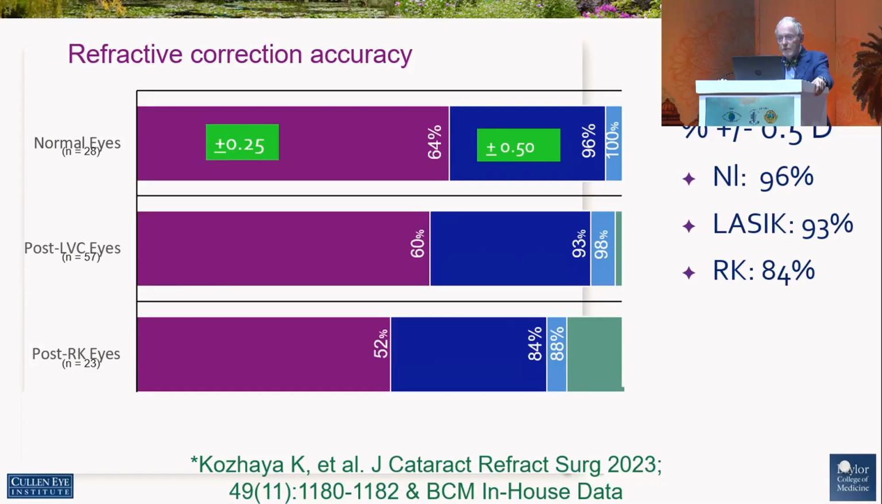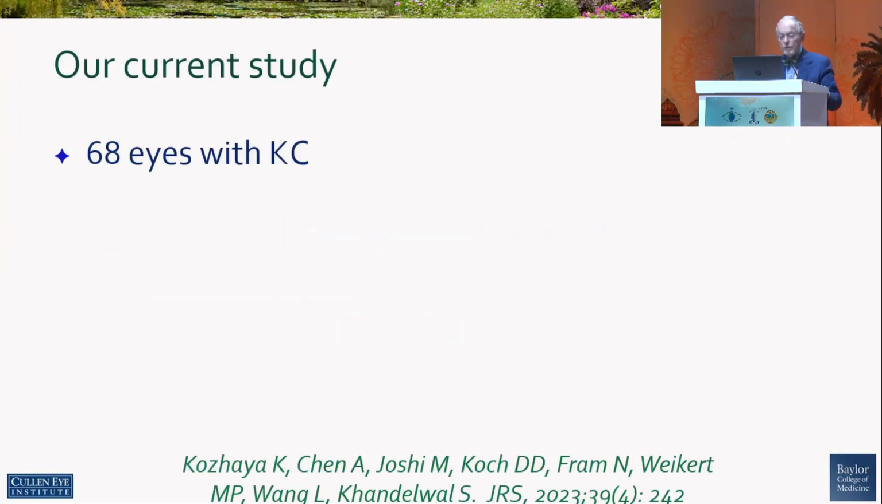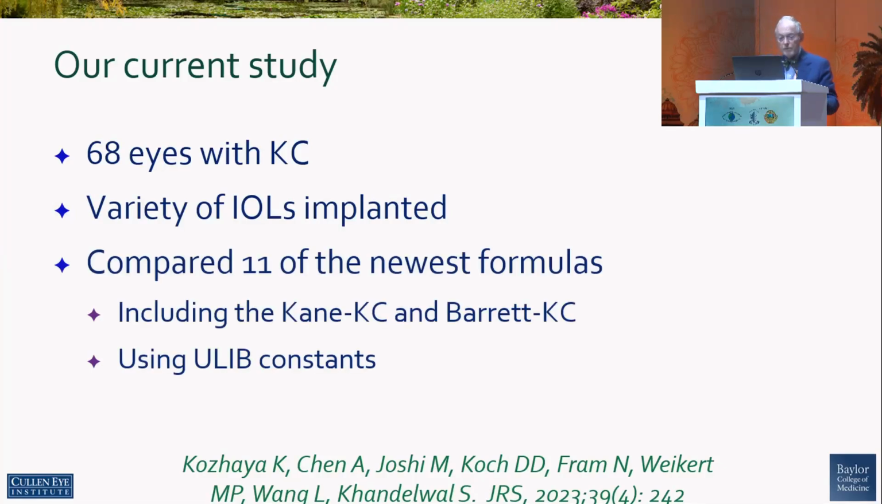So these are certainly far better than anything that we can get with our standard IOL calculations, but it's a lot of time and a lot of effort. What about keratoconus? Well, we published a paper on this, looked at a variety of IOLs, and included the Kane keratoconus and the Barrett keratoconus.